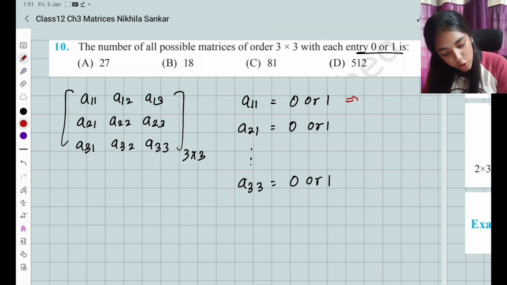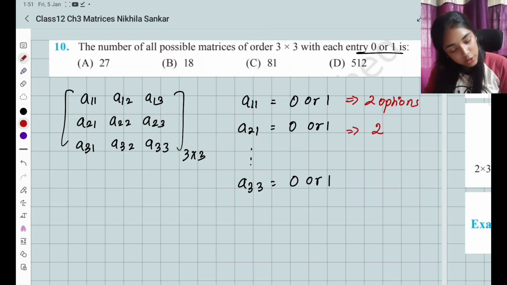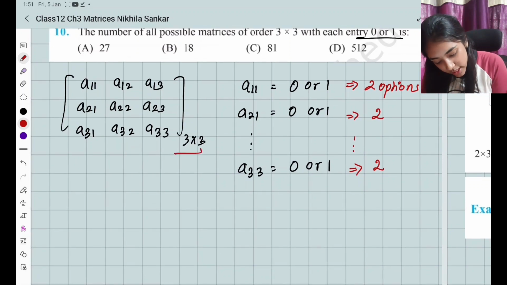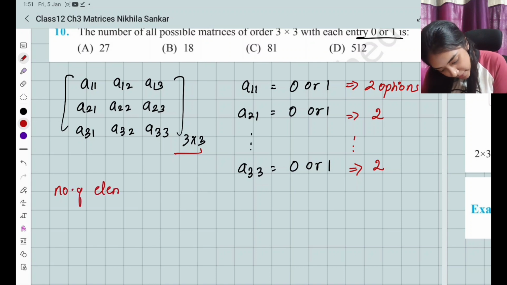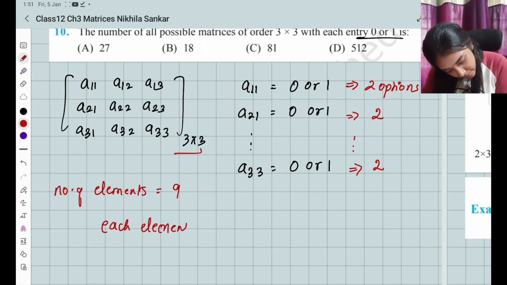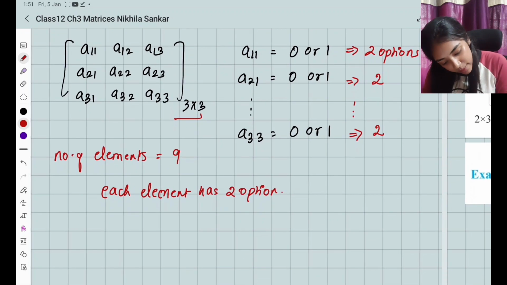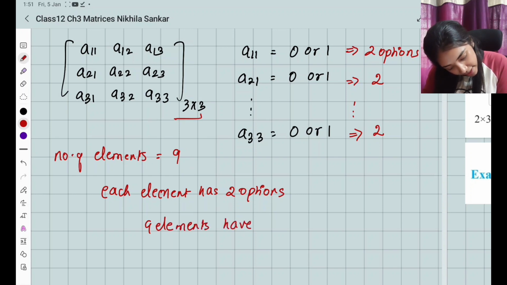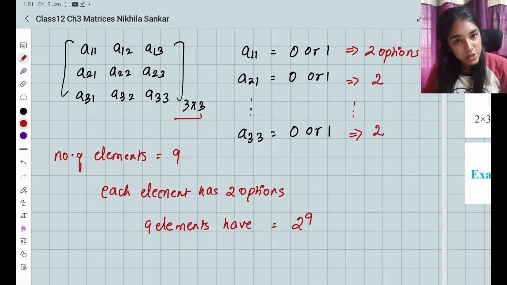Ipo first entry ki evlo options irukku? I have 2 options. Similarly, second entry ki evlo option irukku? 2 options. And similarly, until the last entry, I have 2 options. Correct? Rendu rendu option irukku. So, ipo I have 9 elements in total. So, number of elements is going to be 9 and each element has 2 options. So 9 elements will have 2 to the power 9 options.